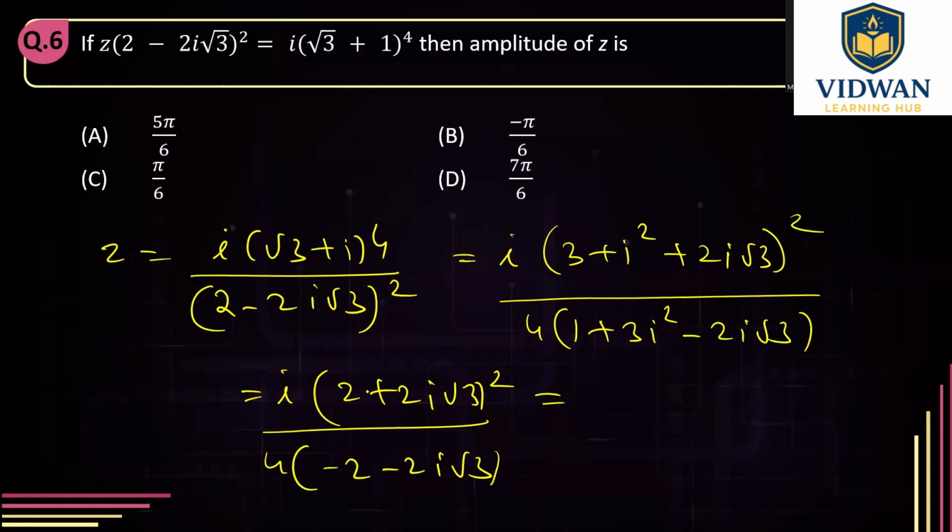Now in the numerator, if I take 2 common and square, we'll get 4. So you'll get 4i into, again, 1 plus i root 3 whole square. We'll simplify that again. In the denominator, 4 is already there, I can actually take minus 2 also common.